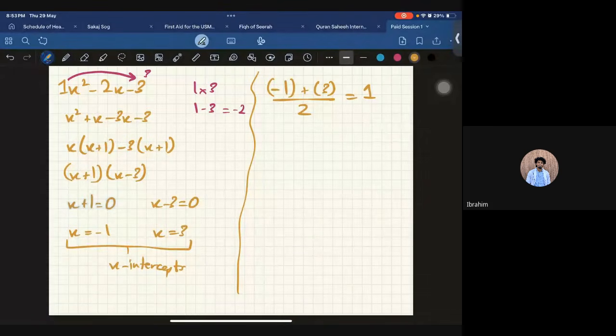Okay. And then for the y coordinate of the turning point, we'll input the x coordinate into the original equation. So in x square minus 2x minus 3 we'll put 1. So 1 minus 2 minus 3 equals minus 4. Okay, so our turning point will be 1 comma minus 4.